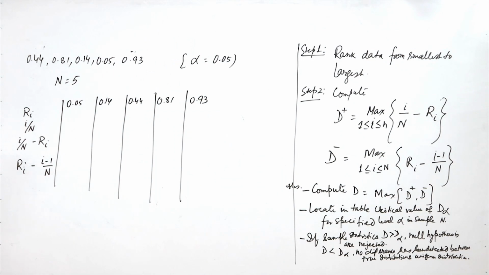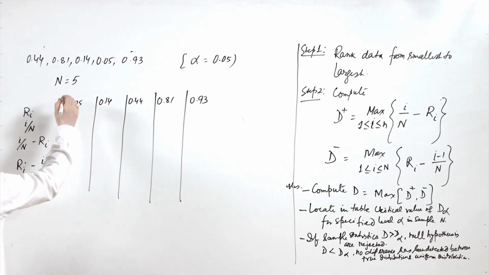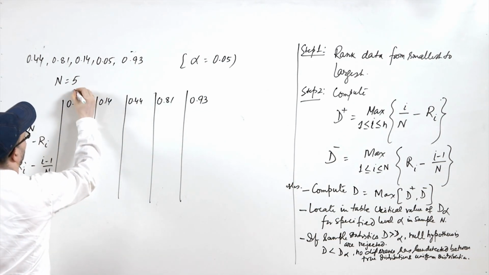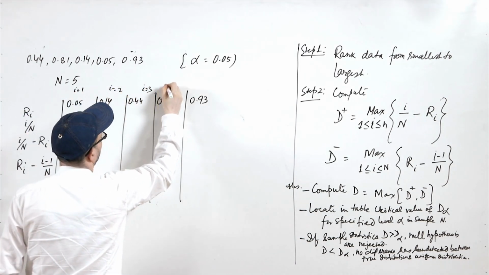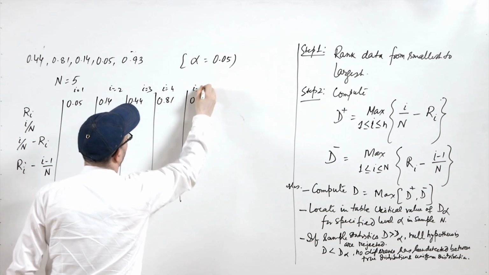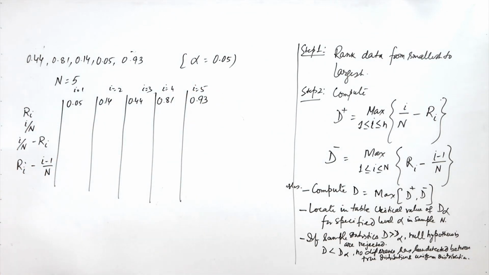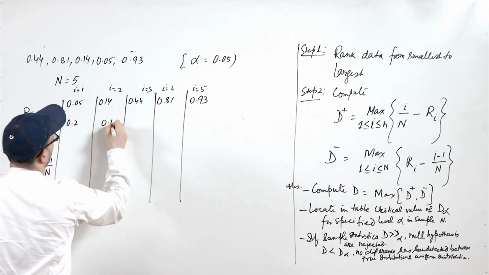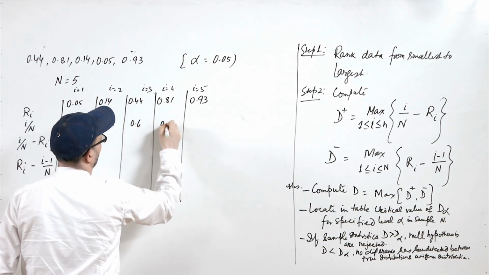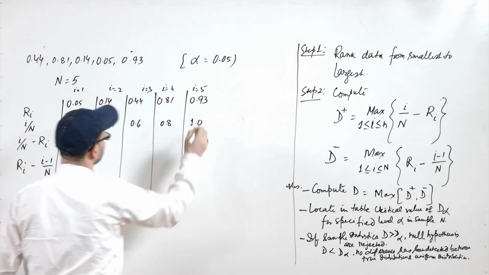Then i upon n, i is 1, 2, 3, 4, 5. So, i is 1, i is 2, i is 3, i is 4 and i is 5. So, i upon n, n is 5 anyway. So, it will be 0.2, 0.4, 0.6, 0.8 and 1.